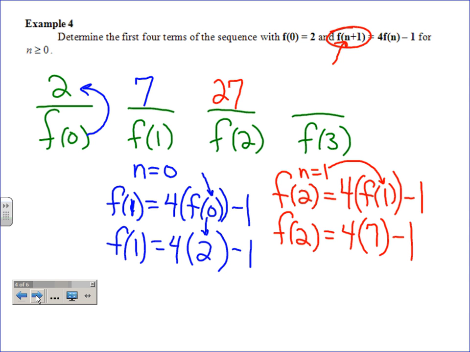The question was, is it a coincidence that it goes 2, 7, 27? And yes, it is. Very much a coincidence, yes. Because the next term is not going to be 2,727. Okay?